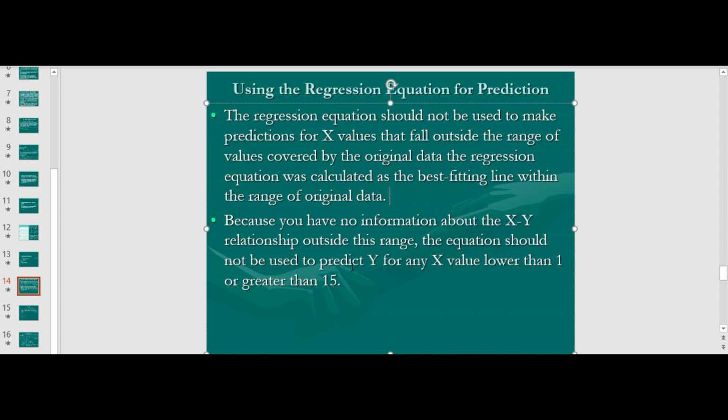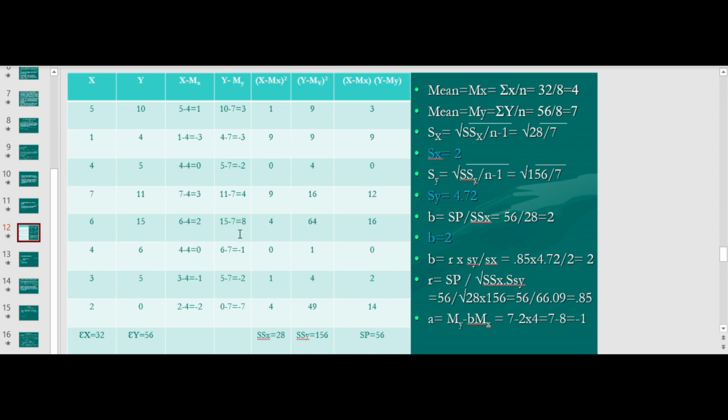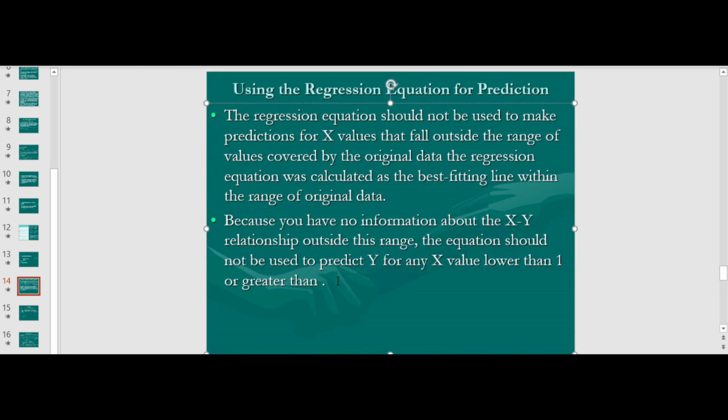The equation should not be used to predict y for any x values lower than 1 or greater than 15. In our data, the lowest value is 1 and the highest value is 15. But if we consider the x values we have to calculate, 1 is the lowest and 7 is the highest. So 1 and 7. The equation should not be used to predict y for any x value lower than 1 or greater than 7.